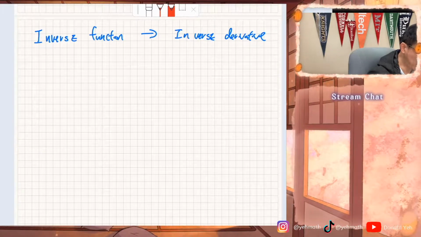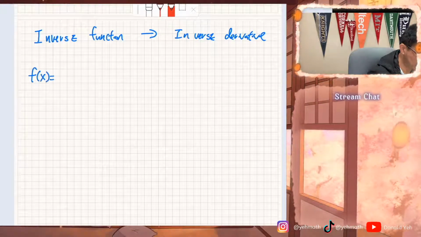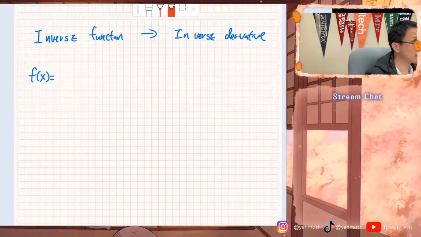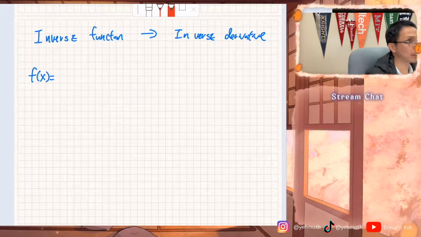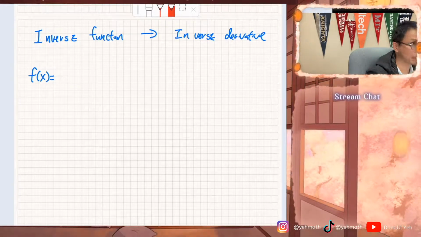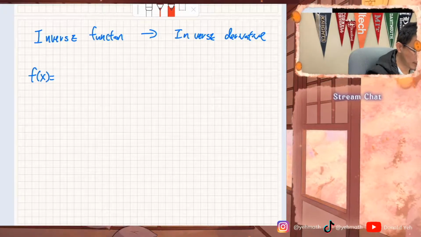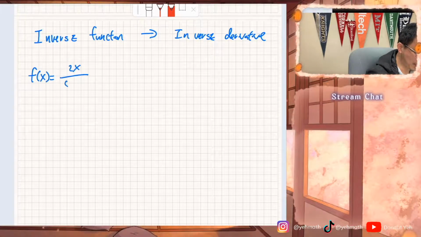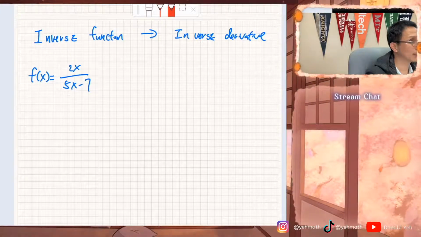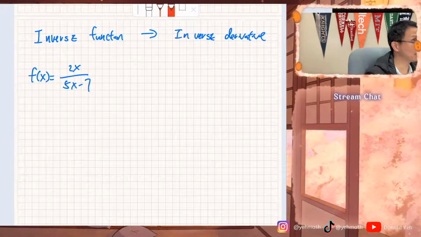What we're going to do is we're going to have f of x. This f of x is not any particular f of x. We're going to just name a function. What's a good function? 2x over 5x minus 7, something like this. I'm going to show you how to find inverse functions first.